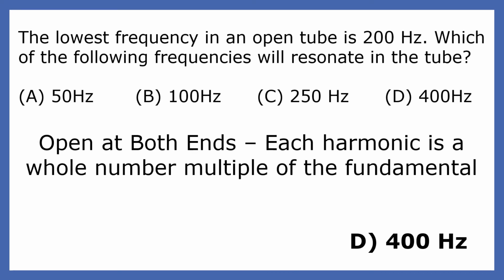The lowest frequency in an open tube is 200 hertz. Which of the following frequencies will resonate in the tube? Since in an open tube, every harmonic is a whole number multiple of the fundamental, the only number that's a whole number multiple of 200 is choice D.